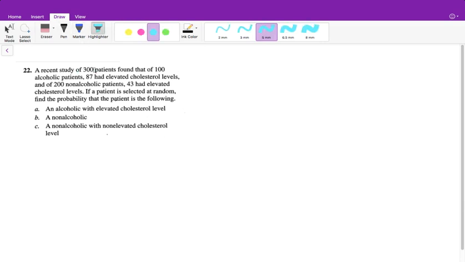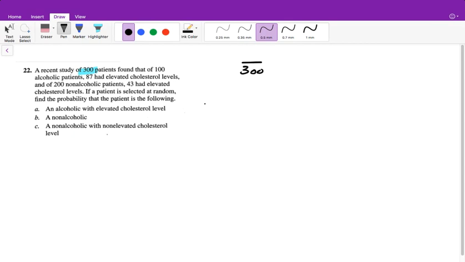All right, so this one says a recent study of 300 patients, so that tells us the total number of people that we have. So any probability that we're going to do is going to start with over 300 because that's the total number of patients that we have. It says they found that 100 alcoholic patients had 87 elevated cholesterol levels, and 200 non-alcoholic patients had 43 elevated cholesterol levels. If a patient is selected at random, find the probability that the patient is the following.